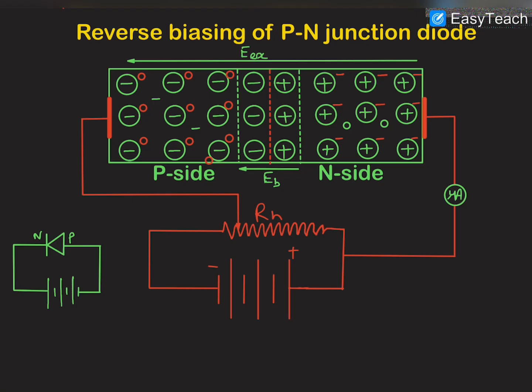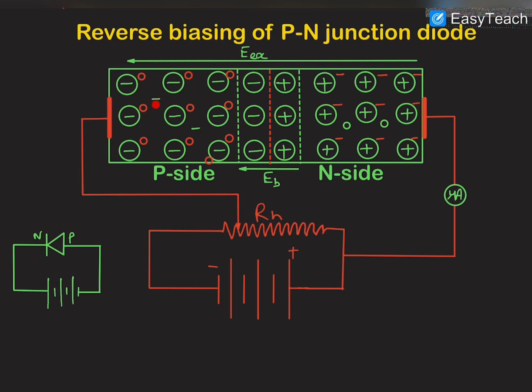And now in the P side you can see that the external electric field is in support of the barrier electric field, and the net electric field in the depletion region is greater than the barrier electric field because it is supporting the barrier electric field. Now, as the external electric field is supporting the barrier electric field, the diffusion current does not flow in this case, and drift current flows, which means that this external electric field pulls these holes away from the junction and these electrons away from the junction. So it is not encouraging the diffusion current to flow through the junction.